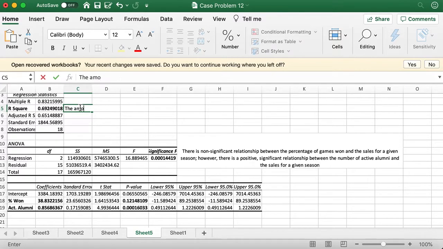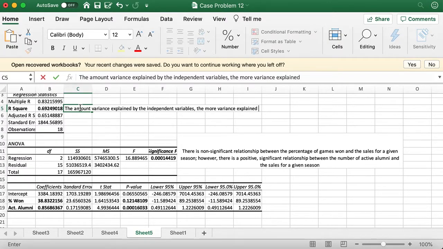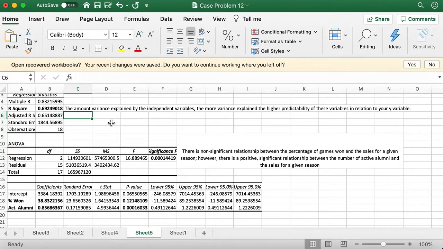This tells us the amount of variance explained by the independent variables. The more variance explained, the higher the predictability of these variables in relation to your y variable. So that's why that's really important.